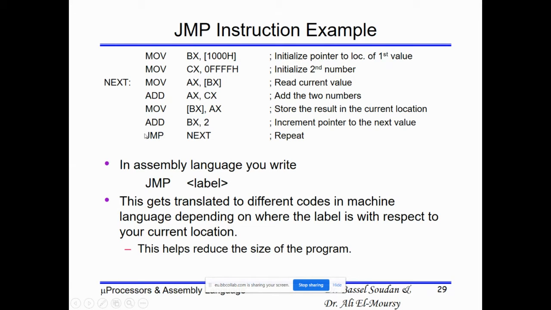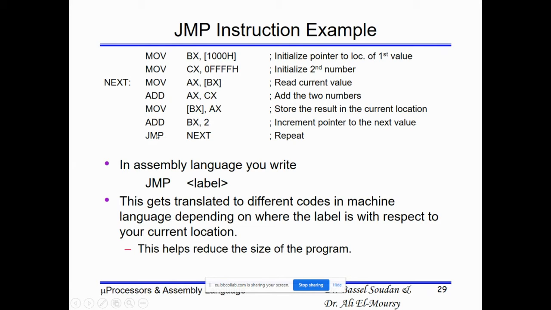Can I use the unconditional jump here? Let's see. So here I am loading the values of the index. I'm populating the bx and cx, and I start reading the values from the memory into ax. I keep adding the value cx into ax, and I move the data from ax to the memory, and I increment bx twice, and then I will have a jump.